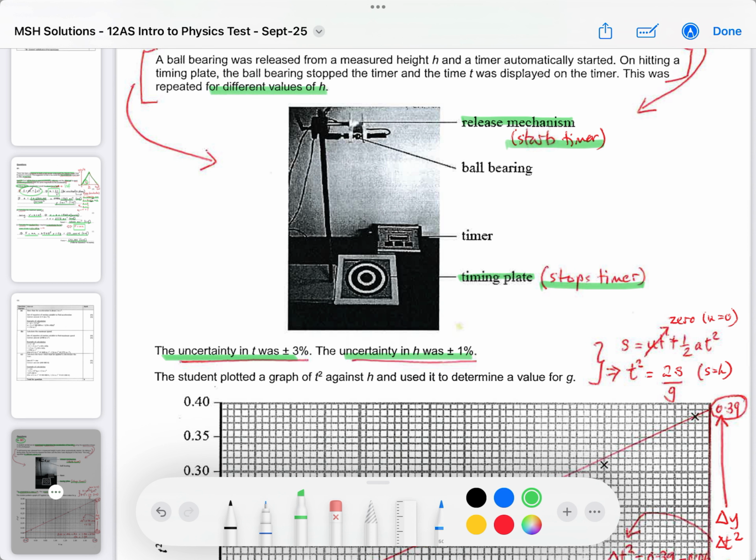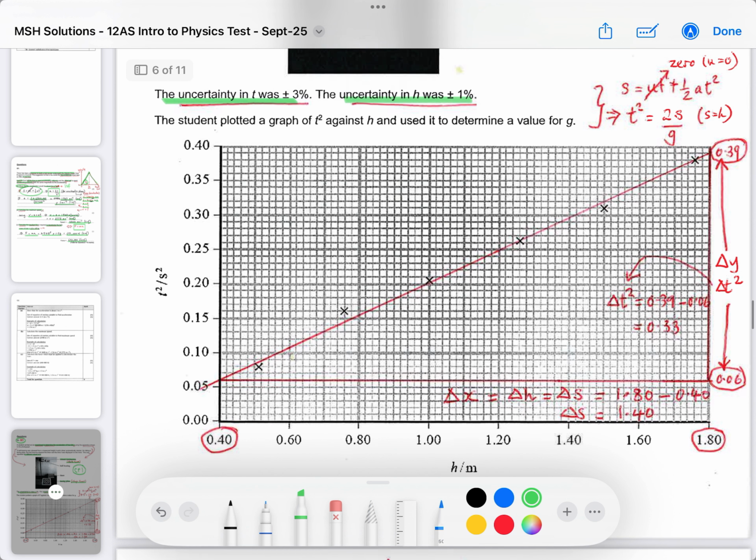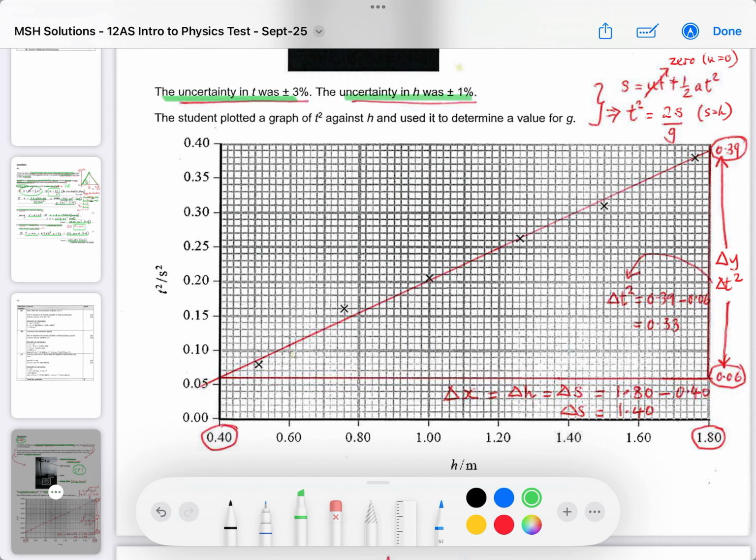Because in this method, which is core practical 1, for those of you doing edexcel linear or modular, this is the first core practical that you have to do, and you have to do it graphically. You can't just put one value into the equation and work it out. So they said the student plotted a graph of t squared against h, and they've done that deliberately to make the algebra more difficult for you. And from that, they want to determine the value for g.